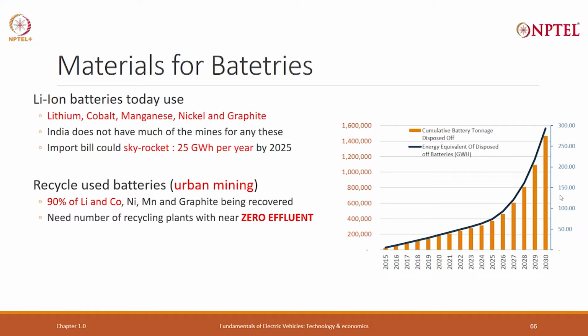Now we are going to use battery also for grid. So this is the way our usage in terms of gigawatt hour of battery, and disposal of battery, will go on.